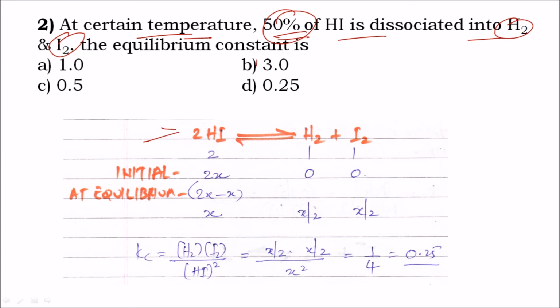I said, okay, the rule: first we need to write the balanced equation. So 2HI in equilibrium with H2 and I2. You can see the stoichiometric coefficients I have taken.